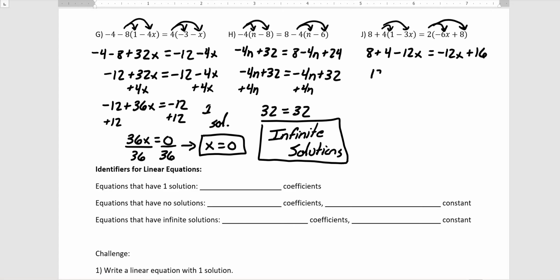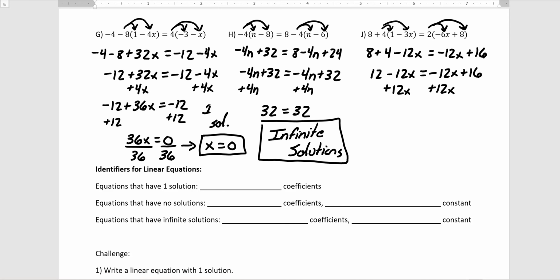So 8 plus 4 is 12. So I have 12 minus 12x equals -12x plus 16. Let's start by getting these variables all on the left side. So to undo -12x, I'd need positive 12x. So I add 12x to both sides.